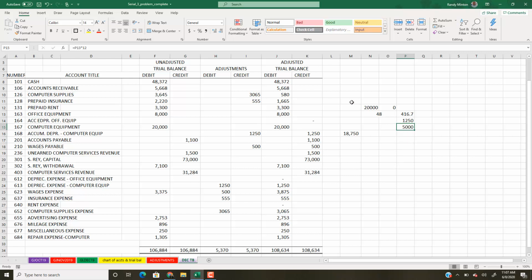All right, so let's get rid of that for a second and go back over, because we've now done our depreciation for our computer equipment.